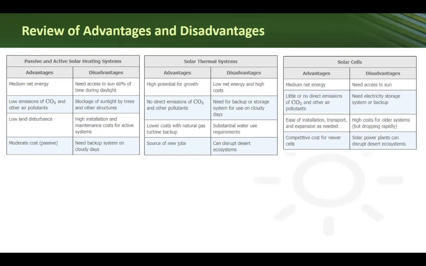There are high costs for older systems, so investing in it now may not be efficient in the long term as cheaper systems come online that are easier to maintain. And lastly, solar power plants can disrupt desert ecosystems, just like we saw before, because they take space. Not every solar panel is going to be on the roof of a building or a house. And if we're looking at making a whole bunch of energy, like you saw in the one in Morocco and the Mojave Desert, these are big systems that take up a lot of space to produce adequate amounts of energy.